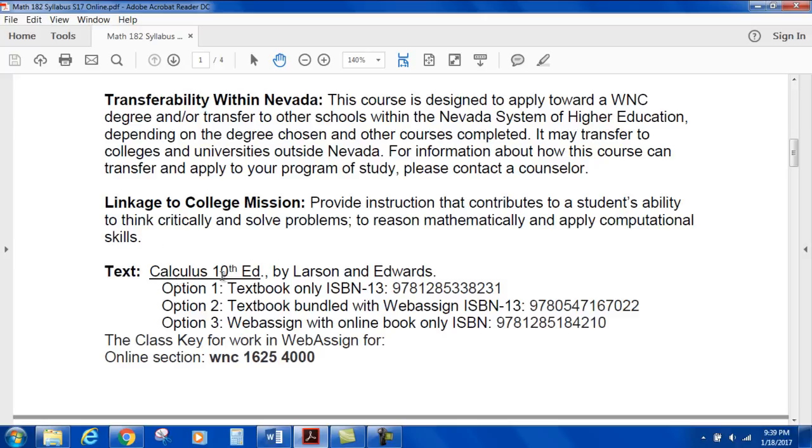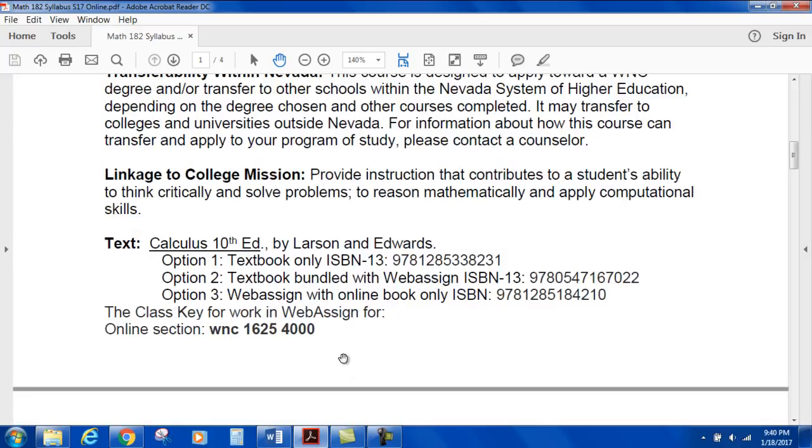We're using Calculus 10th edition by Larson and Edwards. So you have some book options. If you're going to do the online homework or online tests, or both, you'll need access to WebAssign. So you'll need to buy that bundle. If you're just going to do things on paper, you can use just the book alone. The class key for WebAssign is WC 162540000.